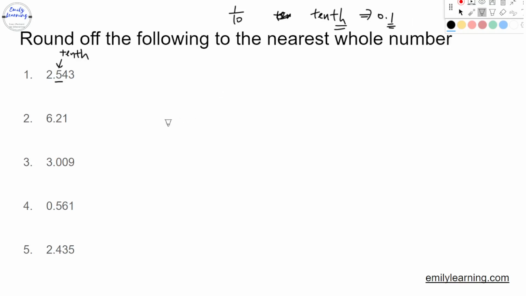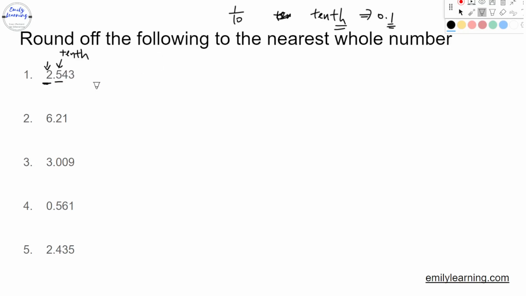So in order to round something off to the nearest whole number, which is this that we are looking at, we need to check the 10th place. So if the 10th place is 5 or more, we'll round up. So we'll increase the whole number, or the number here, by 1. If it is lesser than 5, then we will keep this. All right. So let's take a look at 2.543.